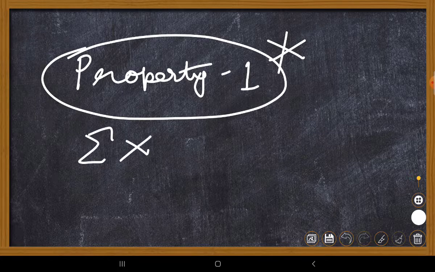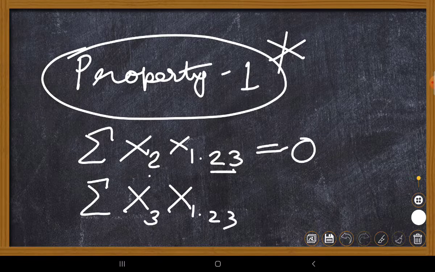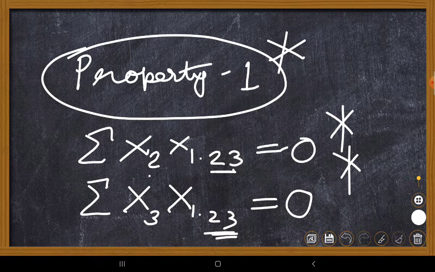If you have the sum of the product of x2 and x3, suppose x2.13, and this subscript lies in the secondary subscript, it will always be equal to 0. In the same way, this 3 lies in the secondary subscript, so this will also be equal to 0. So remember this property number 1. It is very important. From property number 1, you are able to get property number 2 and property number 3.